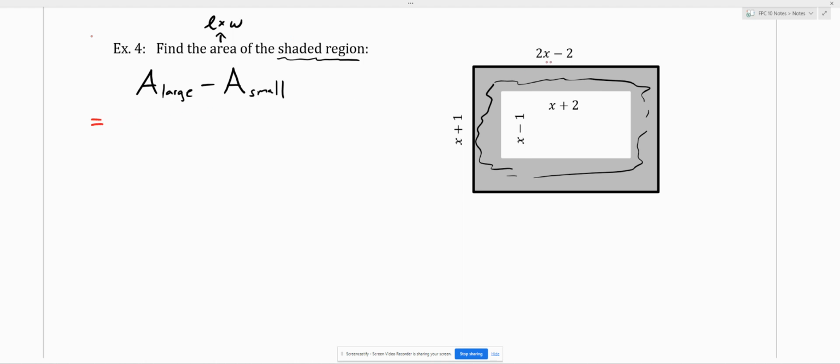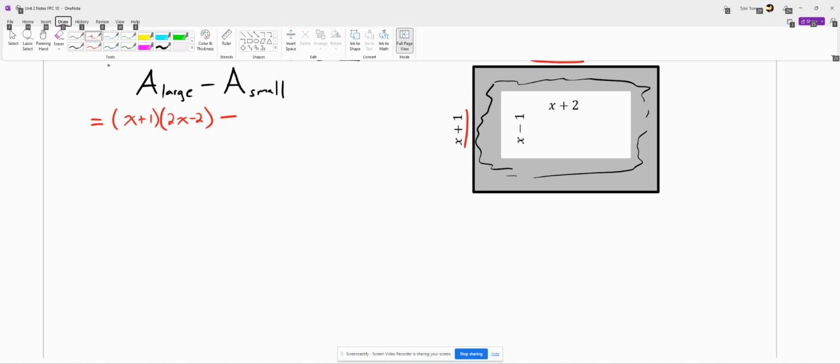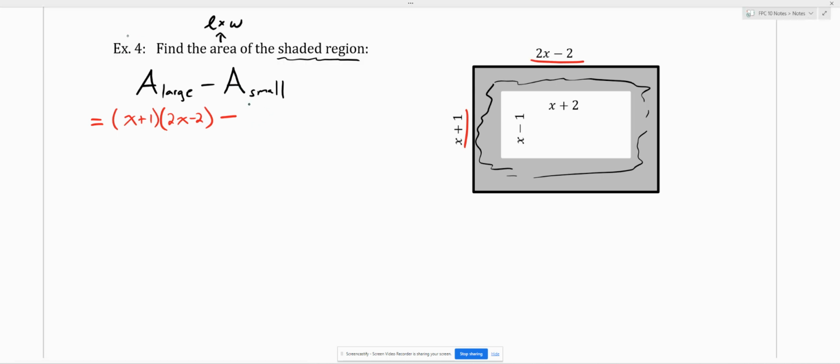So my large is going to be this times this. Okay, so I'm going to take my large and I'm going to write it as x plus 1. That looks like the width multiplied by the length, which is 2x minus 2. And then I have to subtract the small, which maybe I'll switch colors for the small. The small is going to be another 2, which is x minus 1, multiplying with x plus 2. Now, just when we're doing this, be careful of this negative.